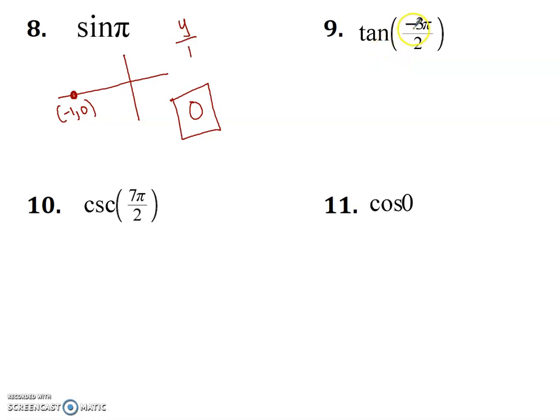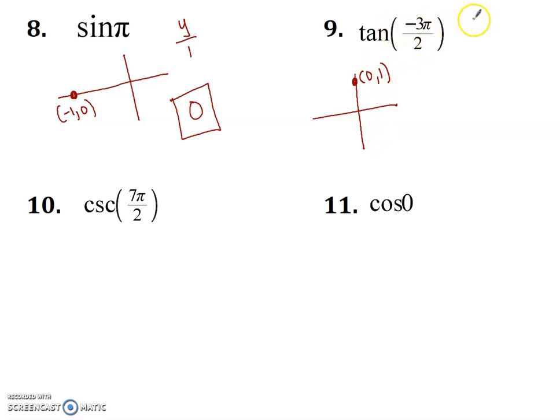Then we do tangent of negative 3 pi over 2, so that's negative 1.5. Remember, the pi's over 2 always fall on the y-axis. The whole numbers always fall on the x-axis. So since this is negative 1.5, I'm going to go negative 1.5. That point is up 1, so my y-coordinate would be 1.